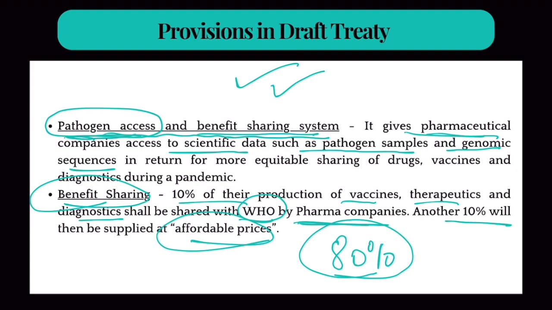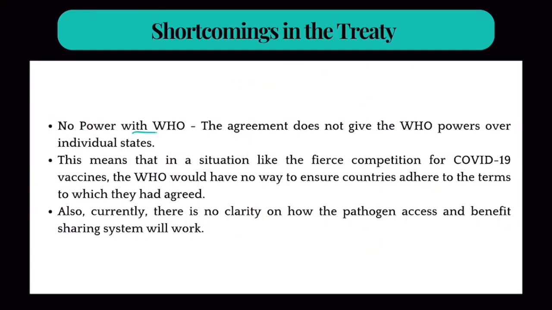But some people are already criticizing this treaty. They are saying that all these things look good on paper, but it would be difficult for WHO to force these countries to follow whatever is being negotiated under this treaty. Under this treaty, WHO has no power. The agreement does not give WHO power over individual states. So if one particular country is refusing to share data, WHO cannot force it. Even if that country has signed and ratified the treaty, if it later decides it doesn't want to share any benefits, there is no penal action against them. WHO has no authority over them.